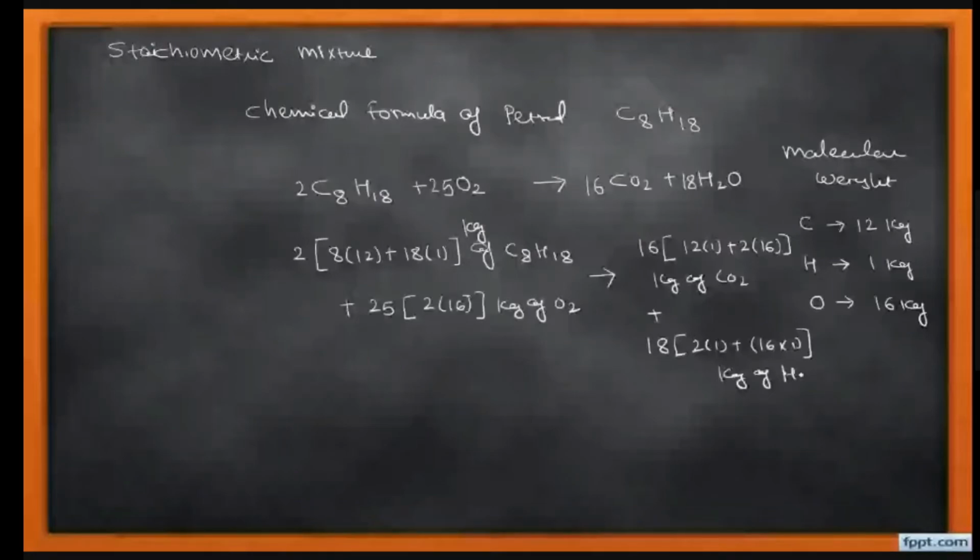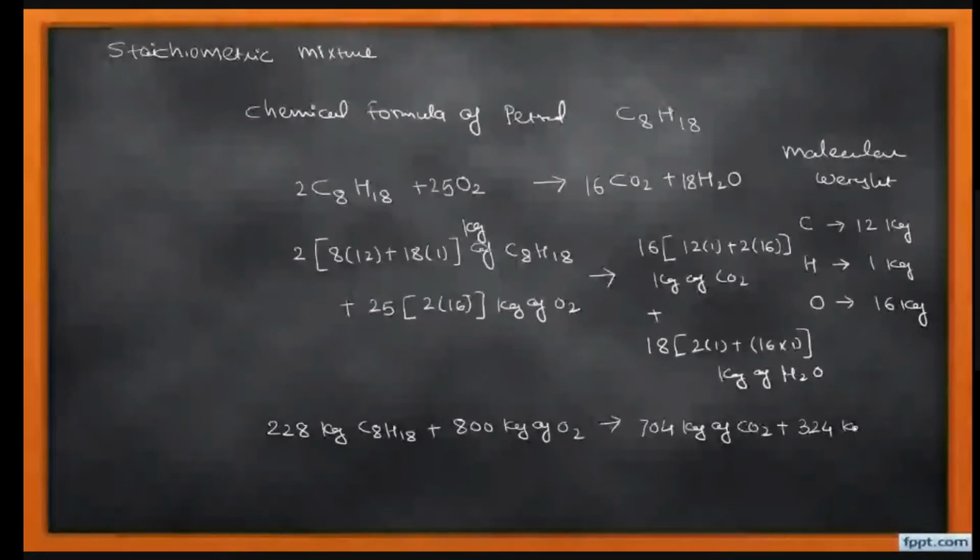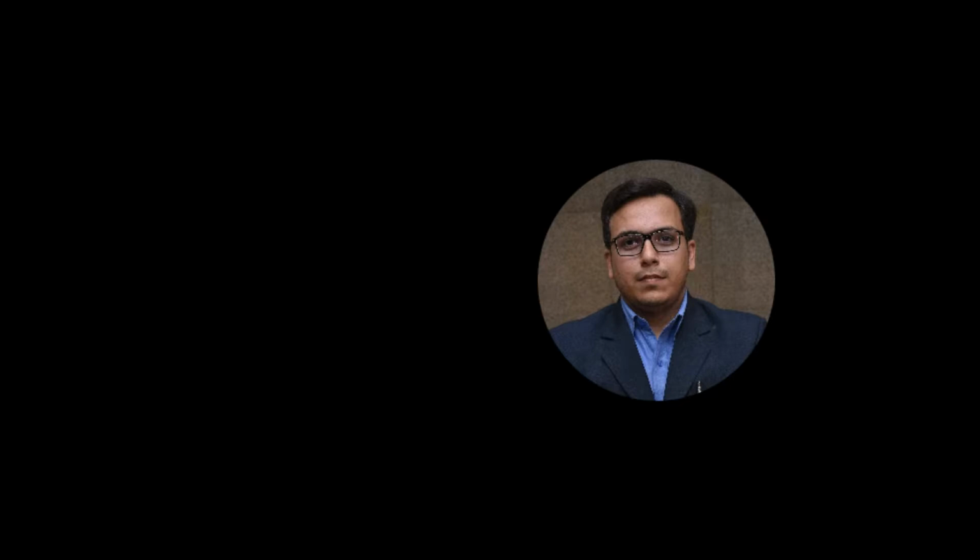So our final expression: we get 228 kg of petrol, C8H18, plus 800 kg of O2, which produces 704 kg of CO2 plus 324 kg of water.